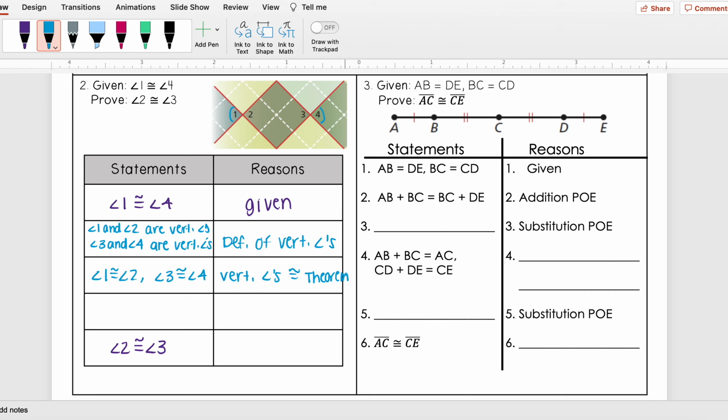So now I need to somehow get, for one more step, that will lead to angle 2 is congruent to angle 3. I can't use transitive property yet because these are both different angles. However, I have that angle 1 is congruent to angle 4. So that means I can replace this angle 3 is congruent to angle 4. Since angle 1 is also congruent to angle 4, I can then say that angle 1 is congruent to angle 3. And I can use my transitive property there.